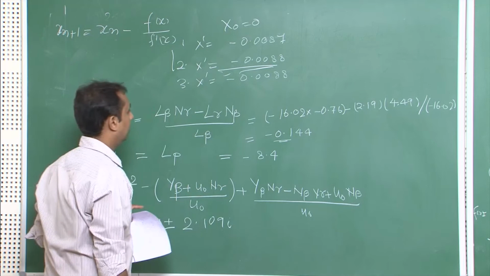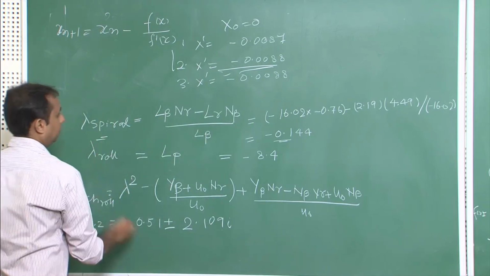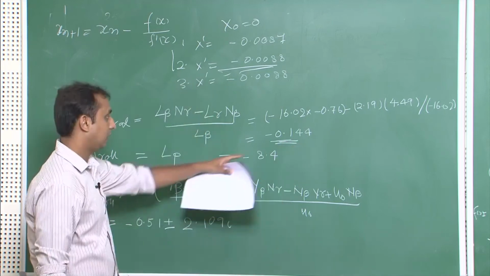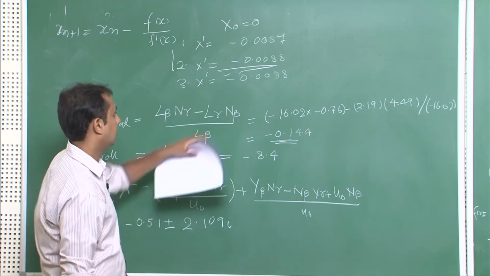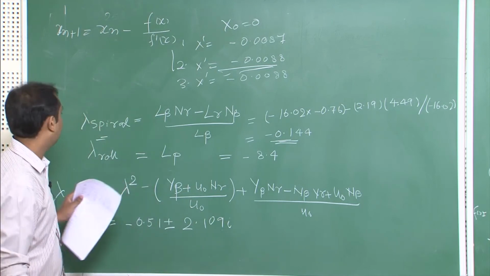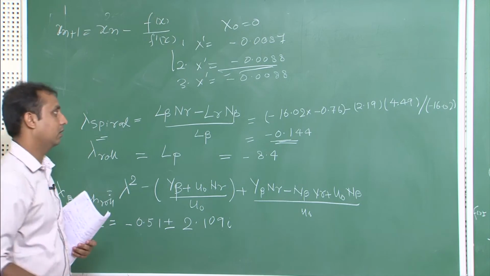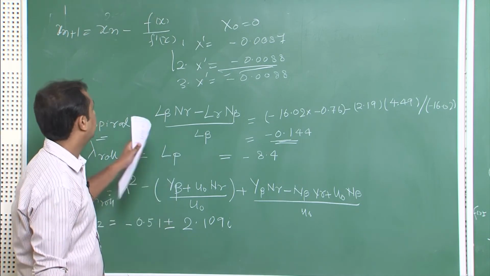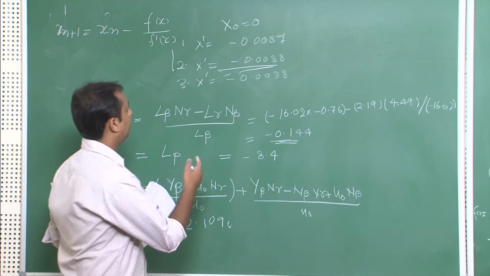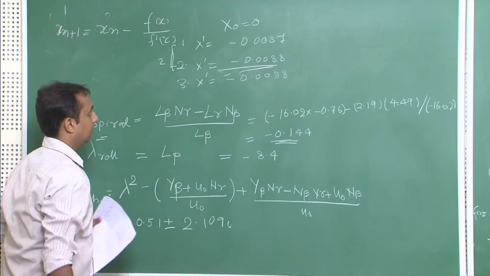So this will be the exact root for your spiral mode. As you can see, there is a difference between the value calculated using the approximate formula and the exact root which you got from the Newton-Raphson method. That's why the approximation for the spiral mode is not very accurate. By putting in the value of x naught, my series converged in 2 iterations itself.